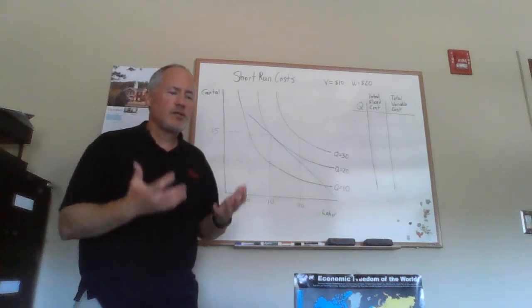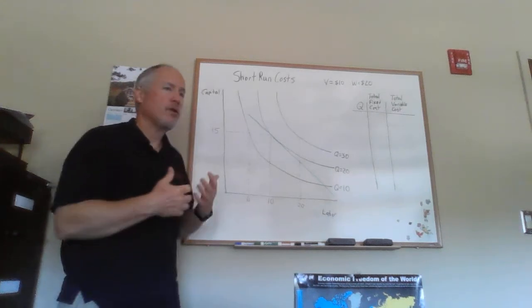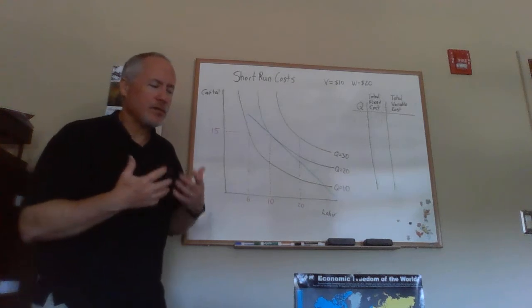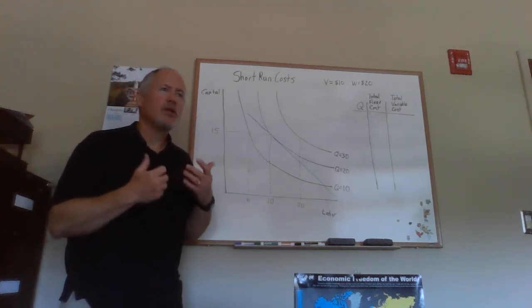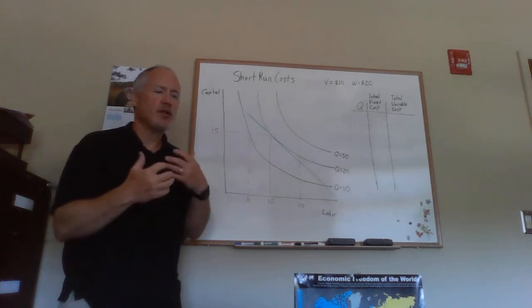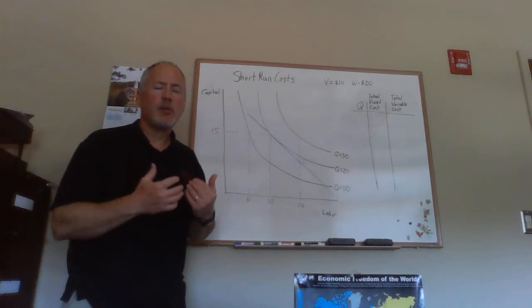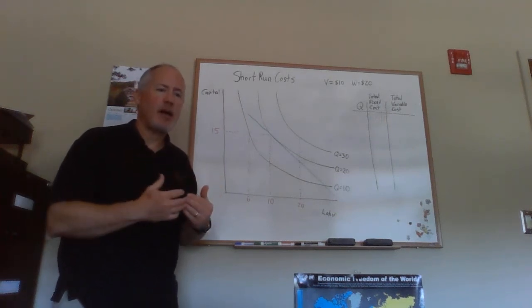This video is going to talk about the short run versus the long run and how we would get the short run cost for the firm. In our two-factor production model, one thing we can note is that if the firm wants to adjust the quantities of these inputs, it's typically going to be easier for them to adjust labor than it is capital.